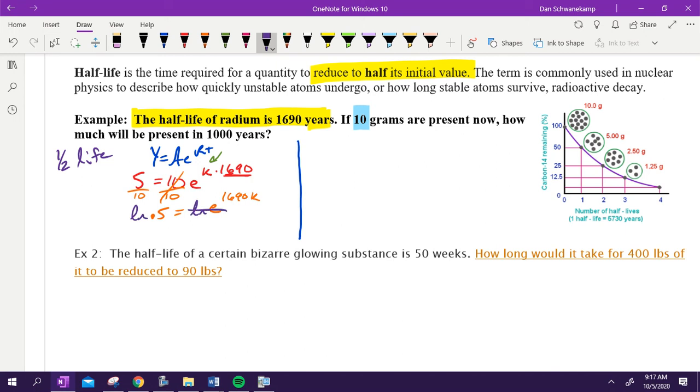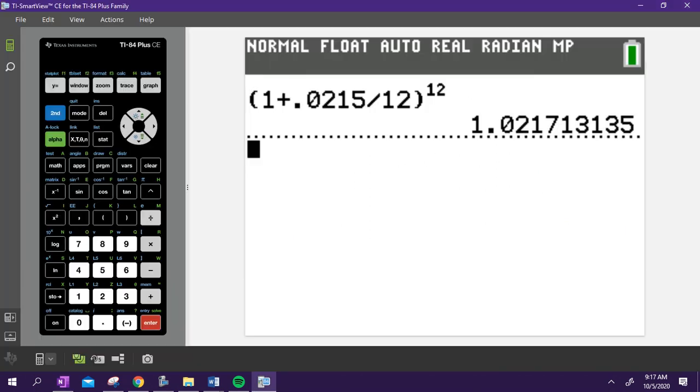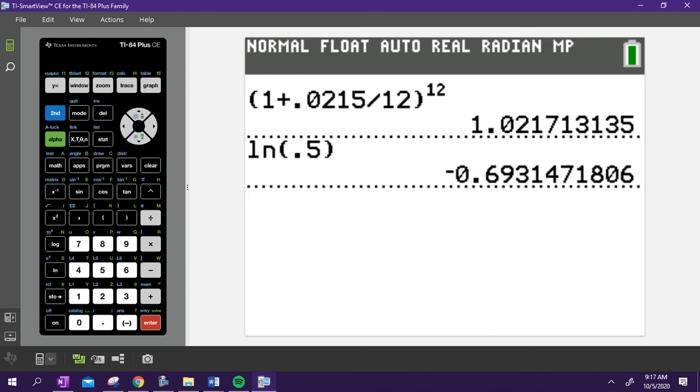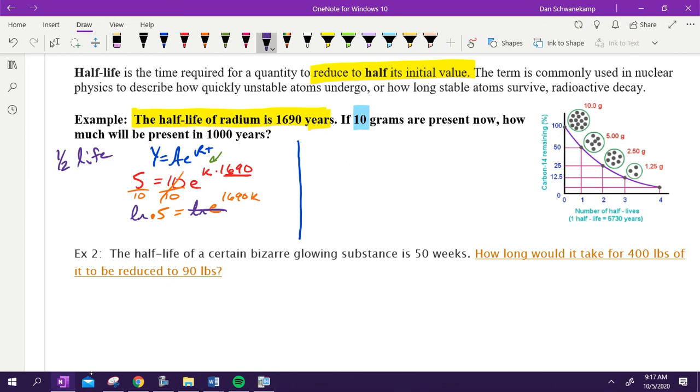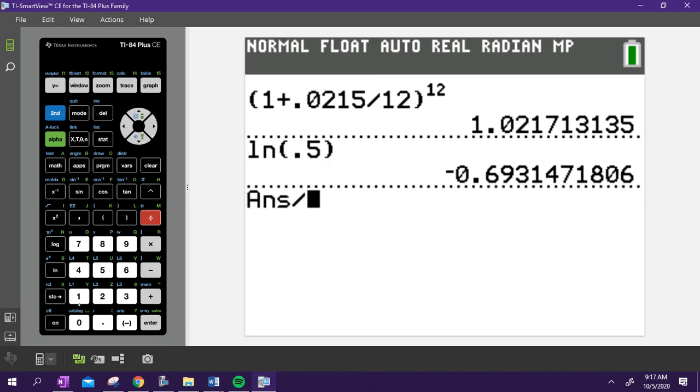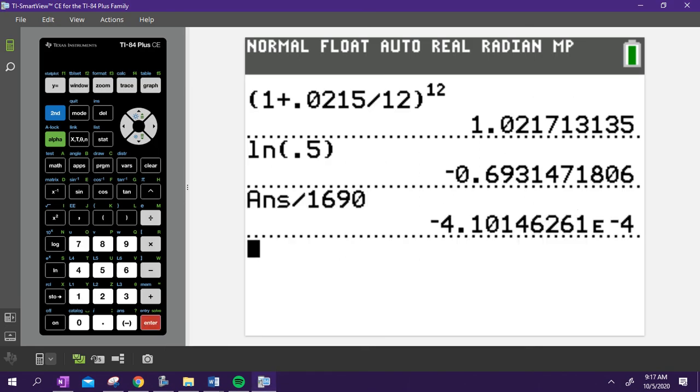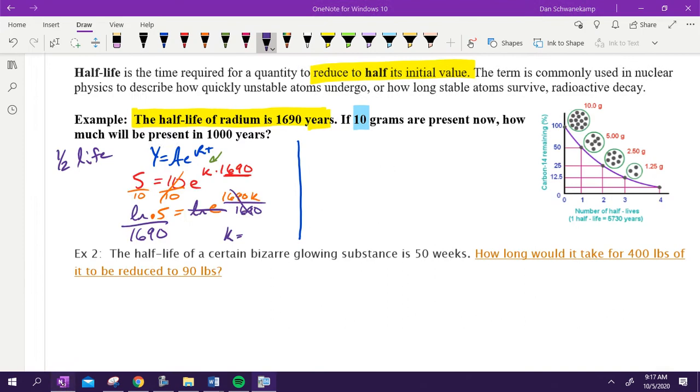The natural log and the e are going to cancel. So in my calculator, I'm going to take the natural log of 0.5. But what else do I need to do with that natural log of 0.5? Divide by 1690, because that k is going to come down, and it's going to be 1690k. I'm going to divide by 1690. k is going to be equal to that divided by 1690. I get negative 4.101 e to the negative fourth. Kids get worried about that number.